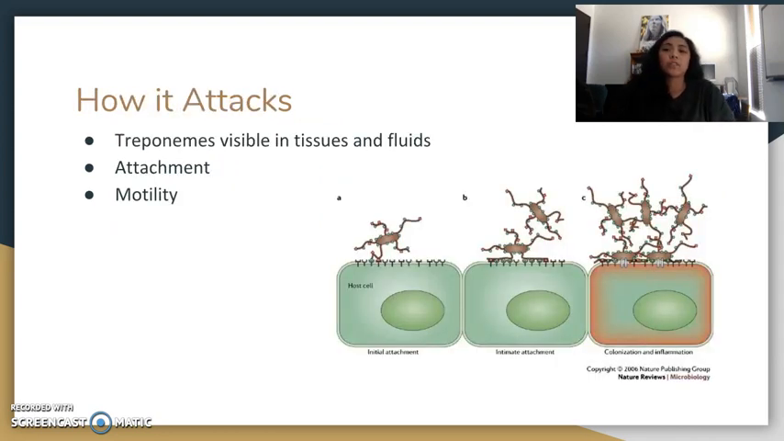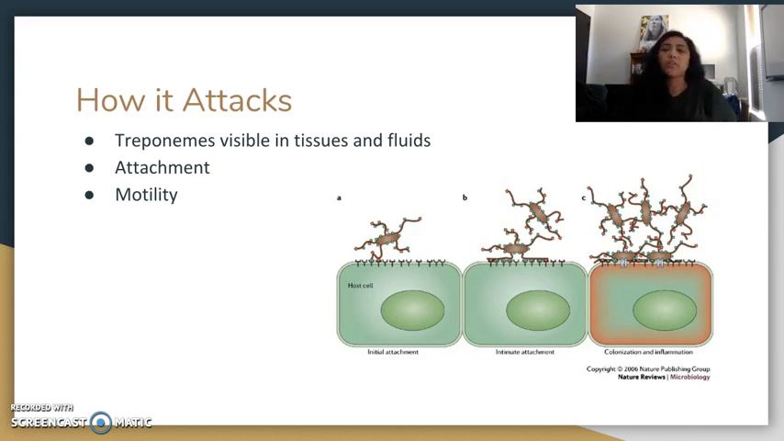So, how the bacteria attacks. Treponemes will be visible in tissues and fluids, which would include the lymph nodes, brain, cerebrospinal fluid, and aqueous humor. It'll be most common in the CSF in all stages of syphilis. This bacteria can travel to different parts of the body, beginning at the site of infection. Once it has traveled very far away from the site of infection, it would end up becoming chronic. That would be the tertiary stage of syphilis.